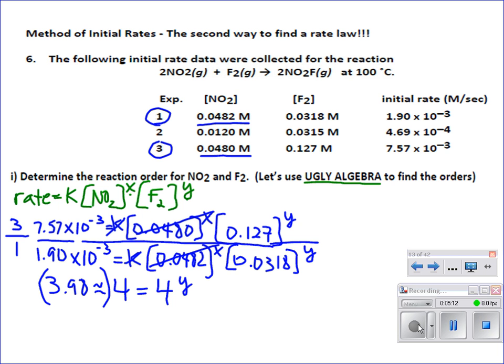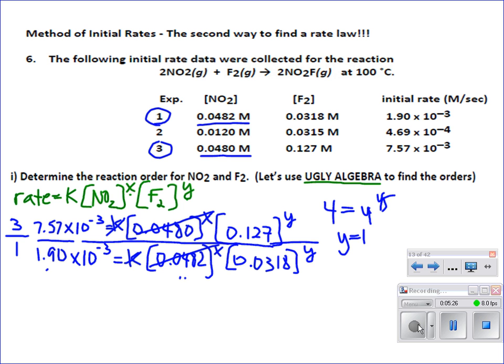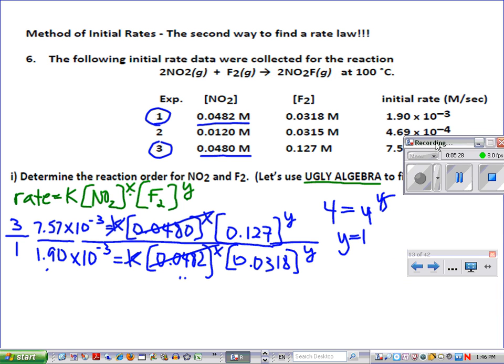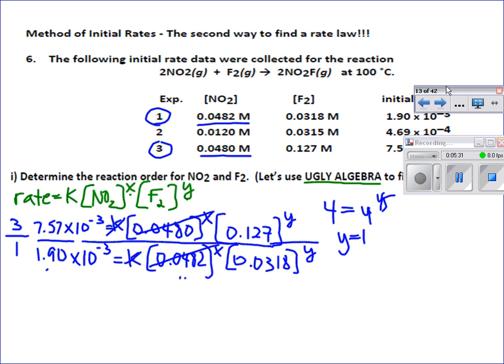Y equals 1. So I'm going to go ahead and move it over to the right so I have room to do the next one. So I have 4 equals 4 to the y. Therefore, y is equal to 1. So the words that you should say: this is what order with respect to what? First order with respect to which reactant? F2. You have to keep those straight. The one that you canceled is not the one we're dealing with here.